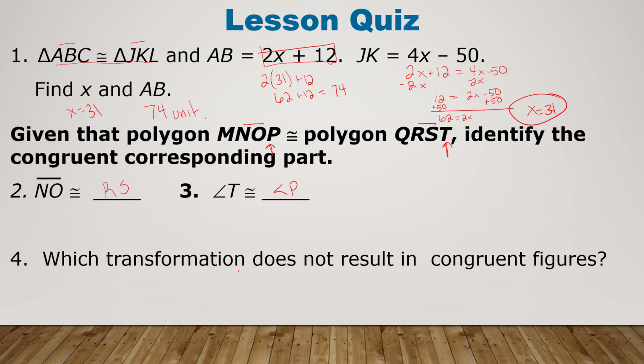Lastly, which transformation does not result in congruent figures? Well, the very first slide identified all of the transformations that do result in congruent figures. So the one that wasn't listed was dilations. Remember that dilations grow or shrink depending on the scale factor that is applied. If we have a scale factor between 0 and 1, it will cause our image to shrink. If we have a scale factor greater than 1, then it will cause our image to grow. Thus, our image is not congruent because it would not be remaining the same size.